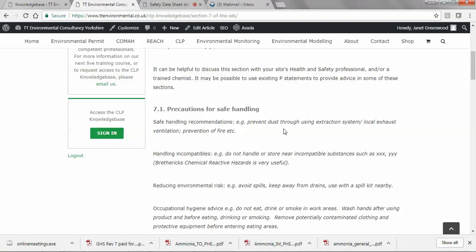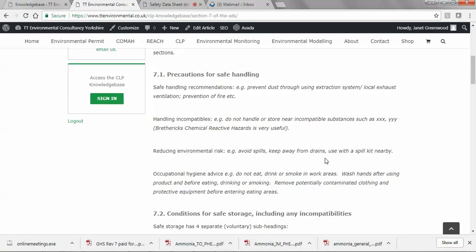By the way, there's a very, very good guidance document from the HSE on chemical storage, chemical warehousing, and they've got a really good incompatibles diagram in there, which we may have on this page, and if not, I will send it through to you.